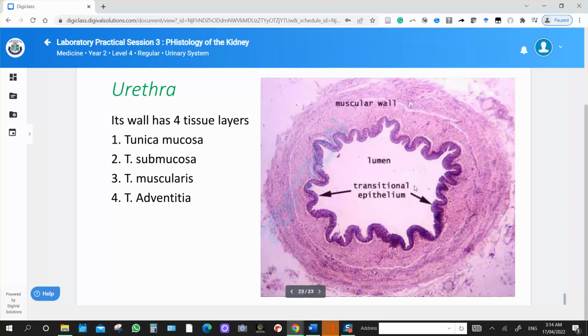Okay, so this is about the urethra. You can see that it looks similar to the ureter, but the ureter has a star-shaped lumen and it's more narrow. When you compare to the urethra, it is wider. Okay, there are 4 layers over here: tunica mucosa, then tunica submucosa, muscularis layer, and the last will be adventitia. We do not have any serosa over here, tunica serosa.